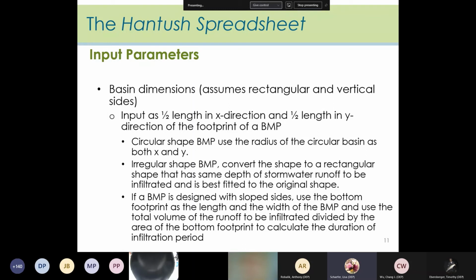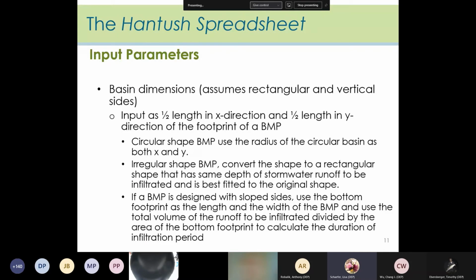So, and the Z axis is your vertical. So once you get that frame of mind, then this starts to gel and make sense. Now, for circular shaped BMPs, you're going to use the radius of the basin as both your X and Y inputs. For irregularly shaped BMPs, you're going to have to convert the shape to a rectangular one that has the same depth of runoff, and then make a best fit to the original shape.